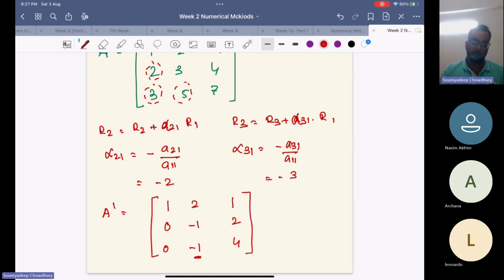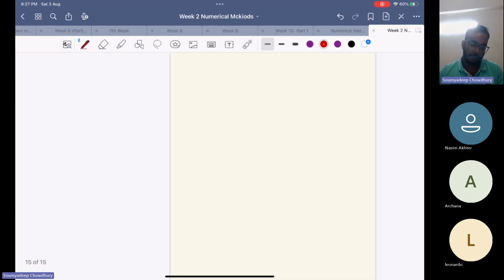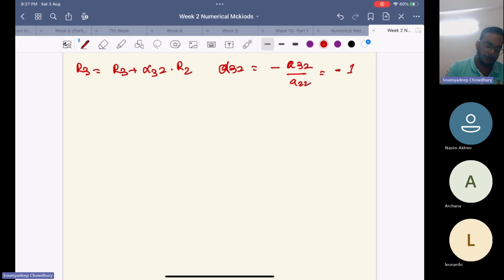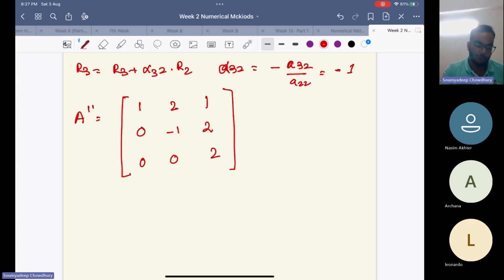So the next objective is to make this one 0, right? So we will replace R3 by R3 plus alpha32 R2, where alpha32 is equal to minus A32 by A22. So it is basically minus 1 here. So A dash will now be A double dash after the second step. 1 2 1, the same thing which I did in the previous problem. So now this is an upper triangular matrix. So this is my upper triangular matrix U.